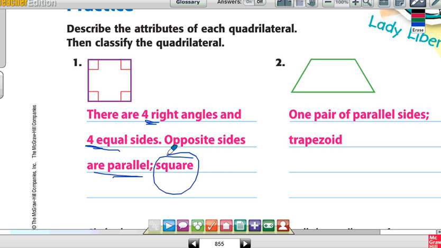It's a square. And this one only has 1 pair of parallel lines. Does it have any right angles? No, it doesn't. Are all the sides the same length? No. So that would be called a trapezoid.